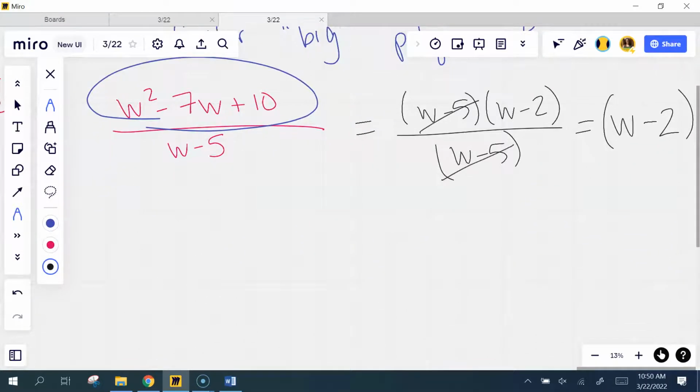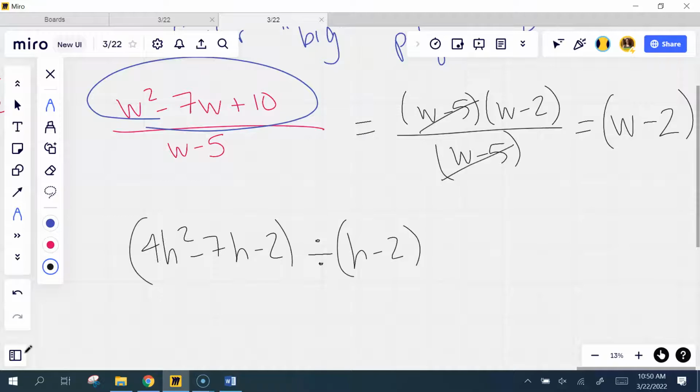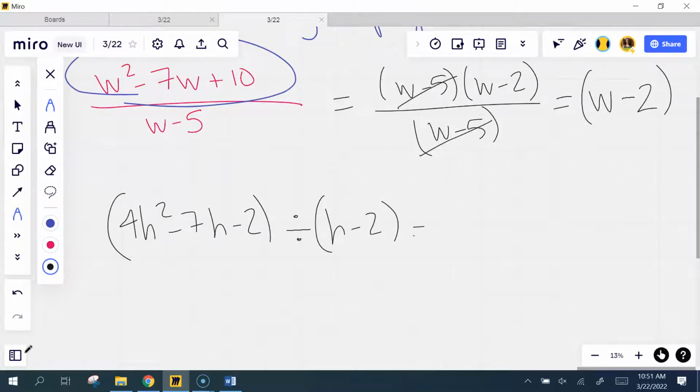Number 4 is written a little bit differently. It says 4h squared minus 7h minus 2 divided by h minus 2, but it's the same concept. This is just not written as a fraction, but we can always write a division problem as a fraction. So I'm going to write it this way, 4h squared minus 7h minus 2 over h minus 2. Factor the top and see what happens.